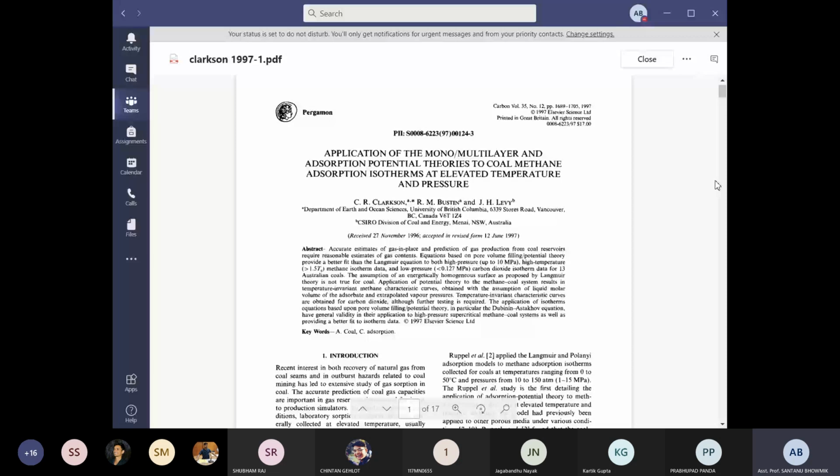Can you see the screen? I have shared the screen. Can you see the article now clearly? Yes, sir. Okay.